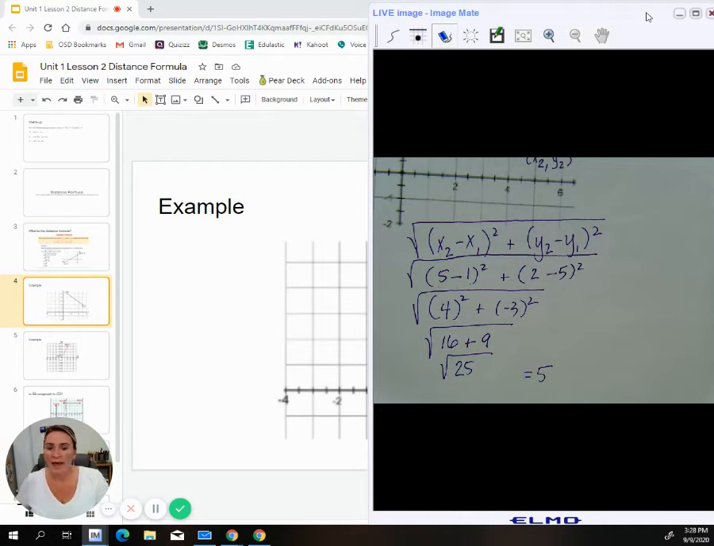So that is what you're going to get. All of these should give you an actual answer. You're not going to have x's and y's in your final answer. You'll just have a number.